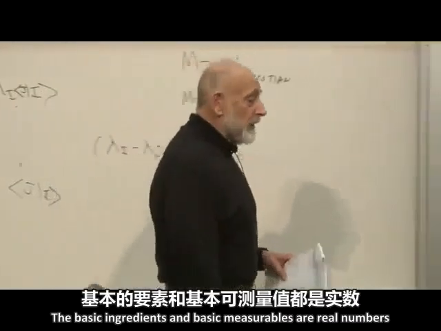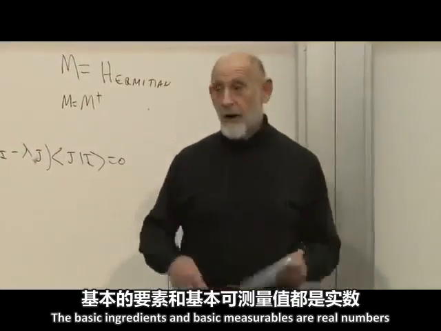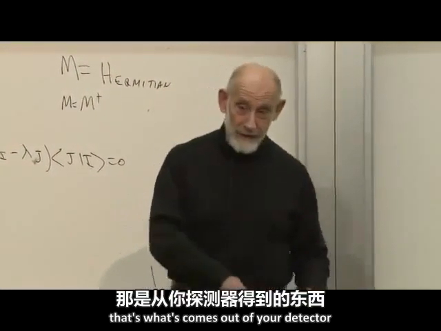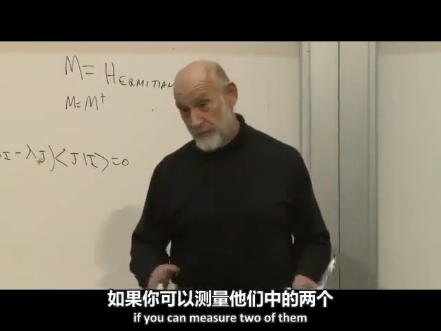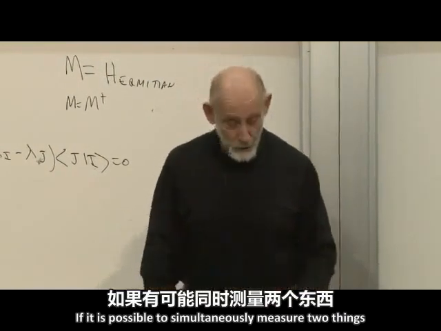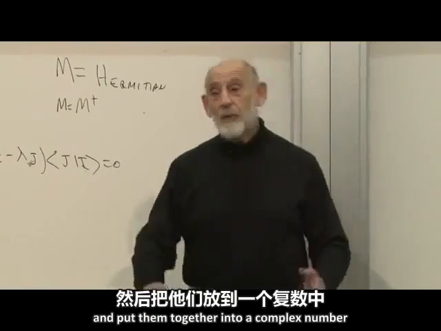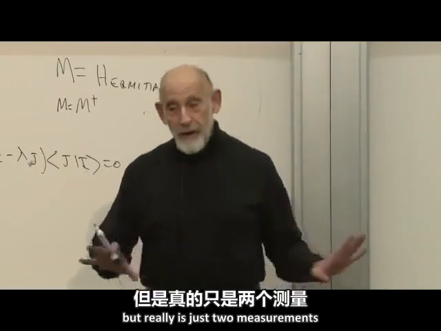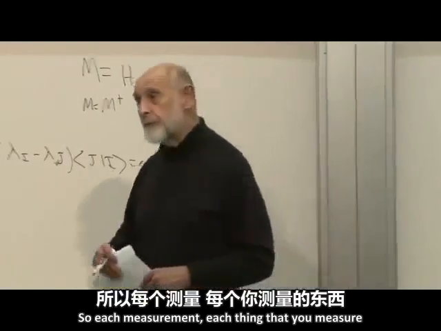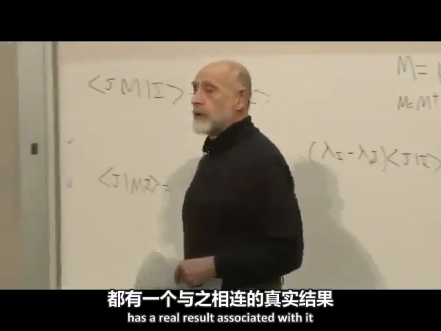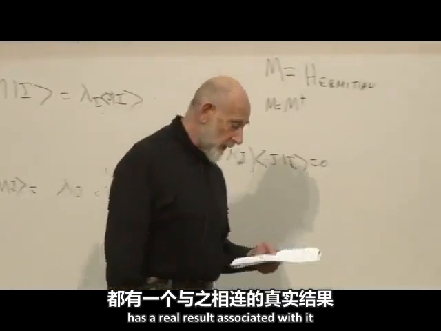The basic ingredients and the basic measurables are real numbers. That's what comes out of your detector. If it's possible to simultaneously measure two things, you can put them together into a complex number, but it really is just two measurements. So each thing that you measure has a real result associated with it.